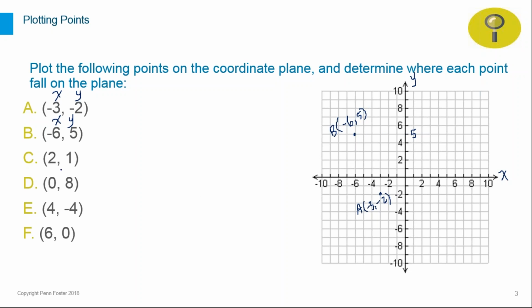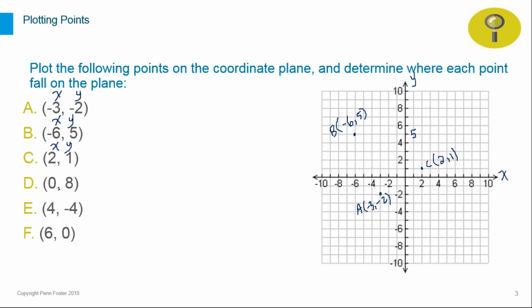For point C, it's 2 and 1, so that is x and y. So 2 is positive. It will be found on the right-hand side of the x-axis. And then we have to go up 1 unit, and this would be C, 2 and 1.